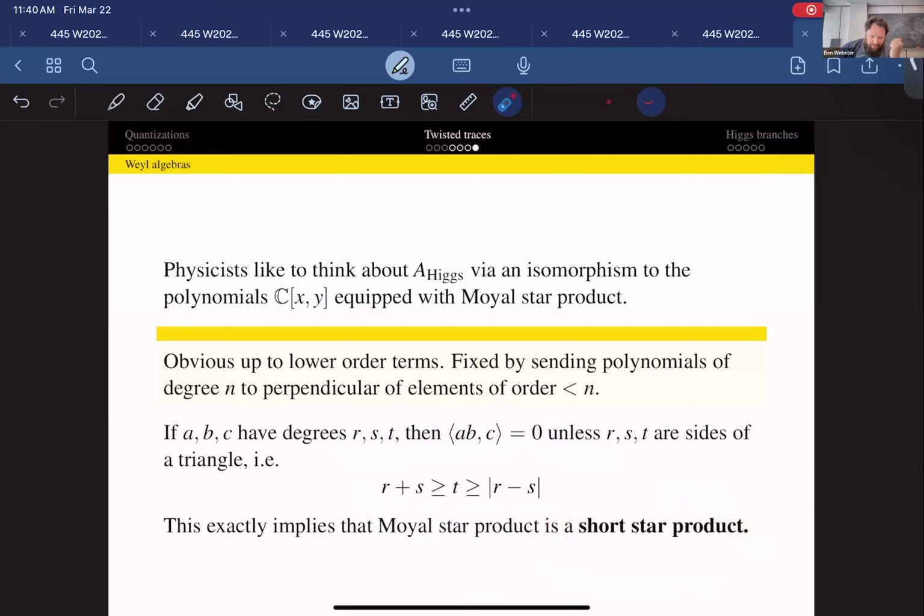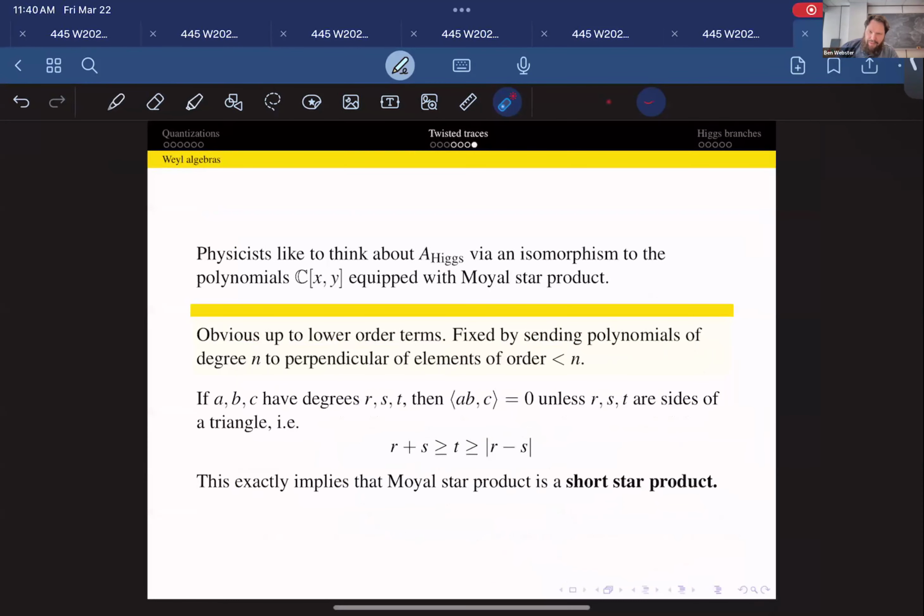I should say that this short star product property was originally noted in work of Beem, Peelaers, and Rastelli. Mathematically, this argument was written down by Etingof and Stryker, though they gave Kontsevich credit for coming up with the actual argument. All right, any questions? So there's a general argument that whenever you have one of these twisted traces that gives you a positive inner product, then you get a short star product automatically.